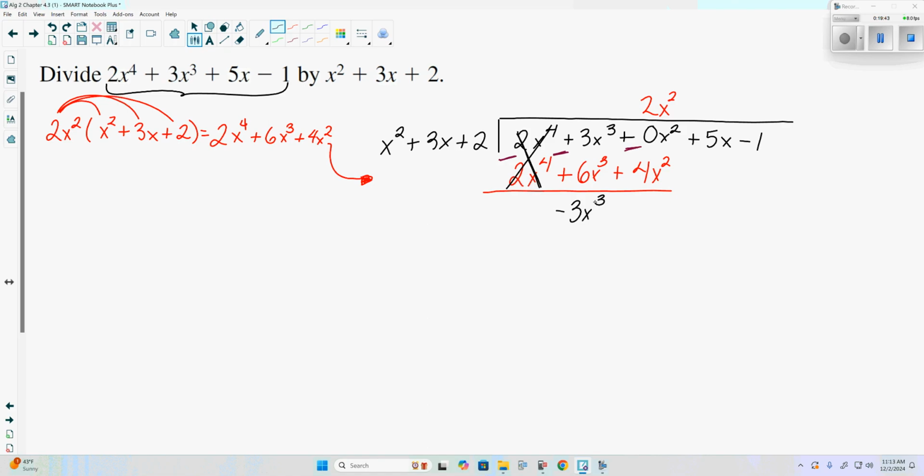We're just subtracting the numbers. Next one, 0x squared minus 4x squared. 0 minus 4 is negative 4x squared. Because if we didn't add that 0, there's a high likelihood that you would have tried to take 5x minus 4x squared. We can't actually subtract those. So putting that 0 in does help us kind of space it out and make sure we do line up the like terms. Last step in the first step is to bring down the next term.